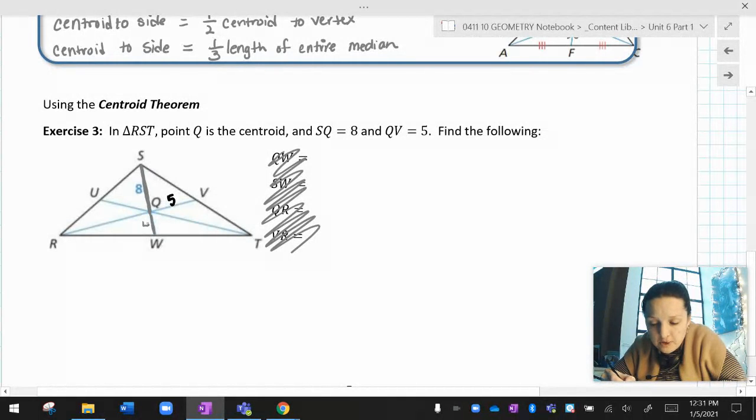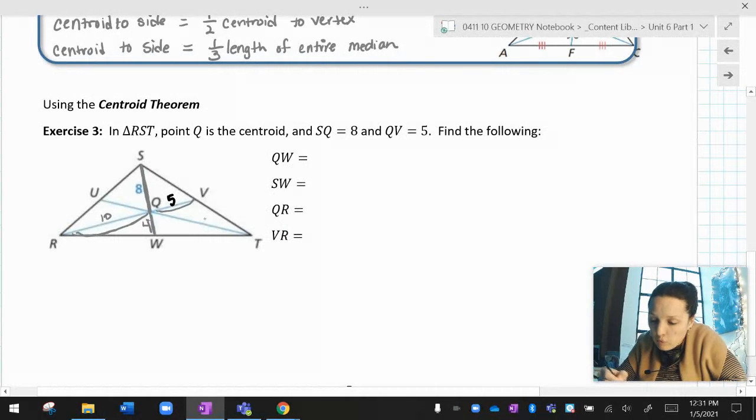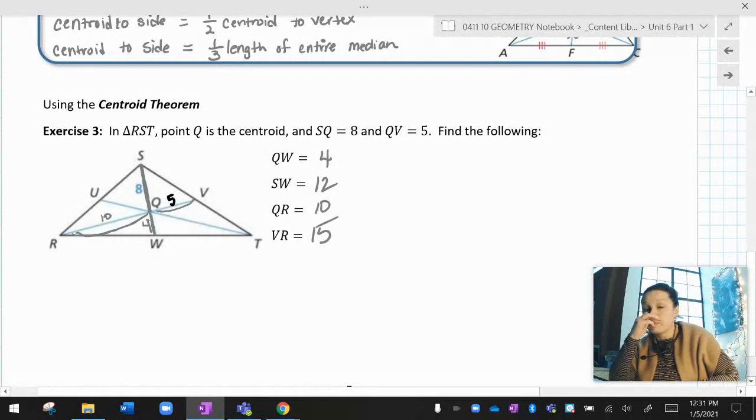So if that top part is 8, this bottom part has to be 4. And then the same thing is true. QV is supposed to be half as big as QR, so QR's got to be 10. All right, now let's fill it out. What's QW? That's 4. What's SW? Well, that'll be the whole thing. That's 12. What's QR? That's 10. VR, that's the whole thing, 15. All right.